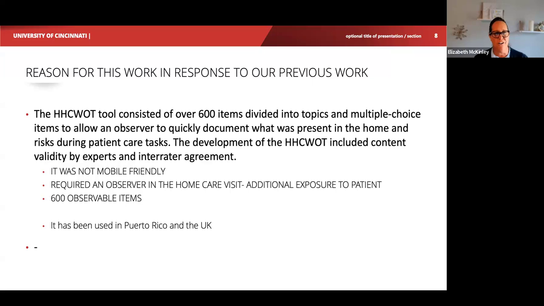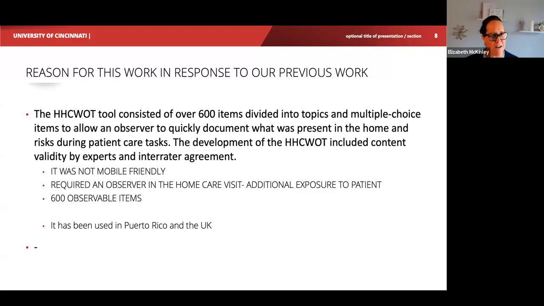So the reason for this work is in response to our previous work. While we're all on our own journey as researchers, I too am on my journey as a researcher. And I like a lot of information. It's probably why I liked being in the ICU and in the operating room. I got to always focus on one patient at a time and really look at all of their care and all of their health information.